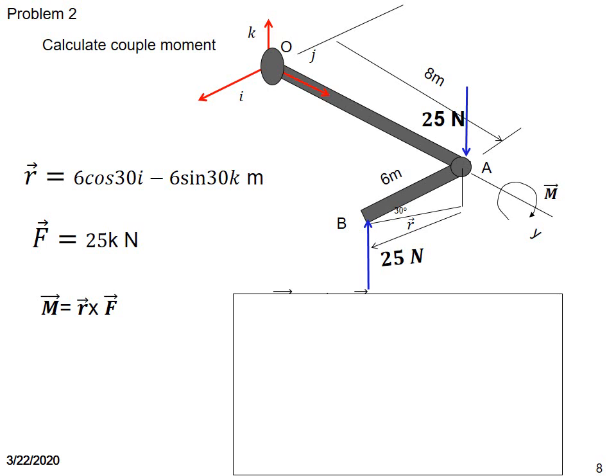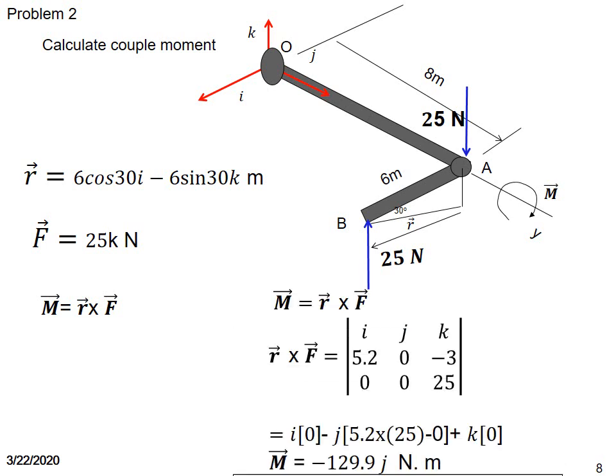So we can write the position vector of B from the reference A, which is the point of application of the second force, as 6 cos 30 I minus 6 sin 30 K meters. And our force vector is 25K Newton. So the couple moment is R cross F.